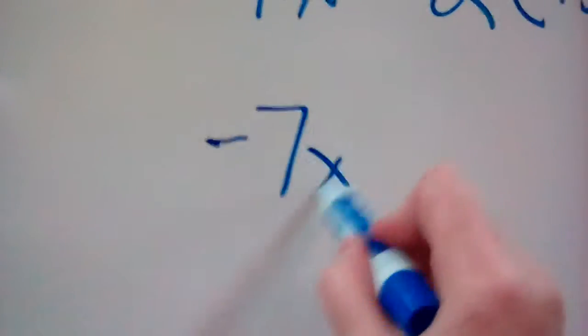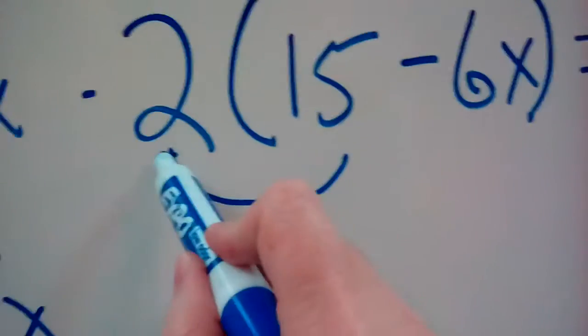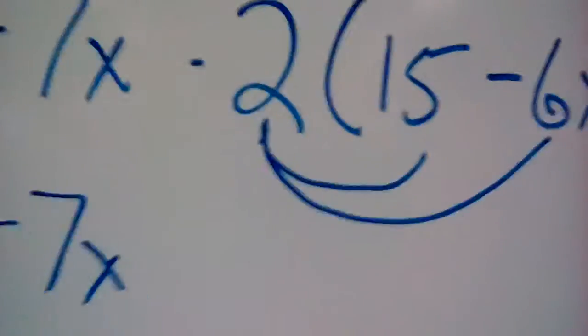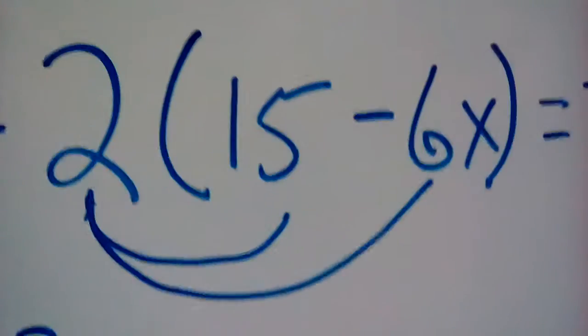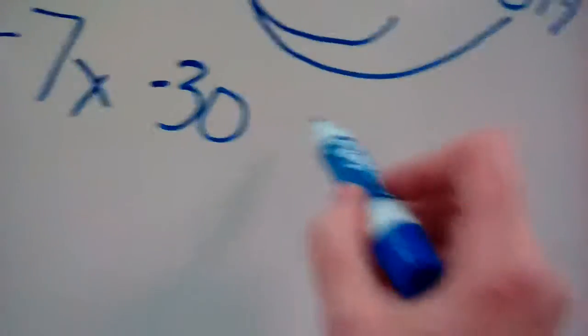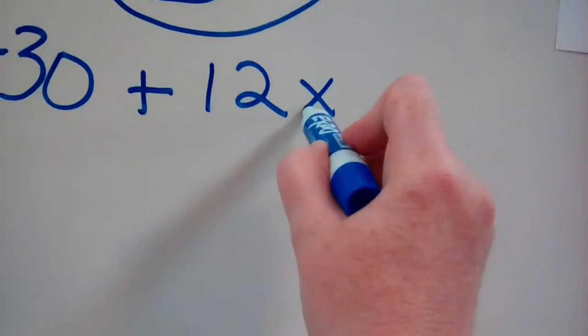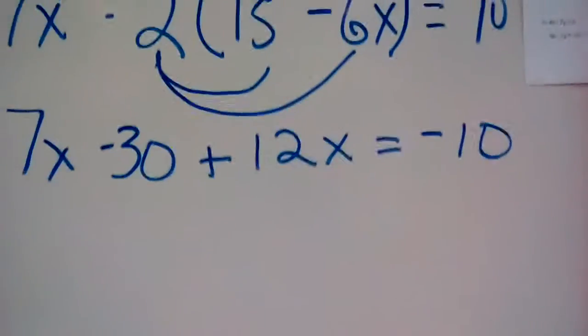Okay, so now I'm going to simplify. So stay with me. I have negative 7x, right? I don't have to do anything to that. Now I'm going to use that distributive property. So remember, I'm going to take that negative 2 and times it by this. I'm going to take that negative 2 and times it by that. Now, a negative 2 times 15 is going to be a negative 30. And a negative 2 times a negative 6x is going to be a positive. A negative times a negative is always a positive. Plus 12x, okay? And all of that is equal to negative 10. So here's my brand new equation.